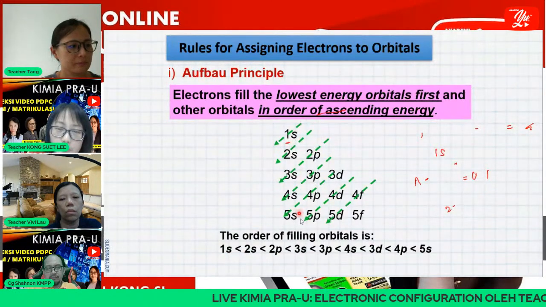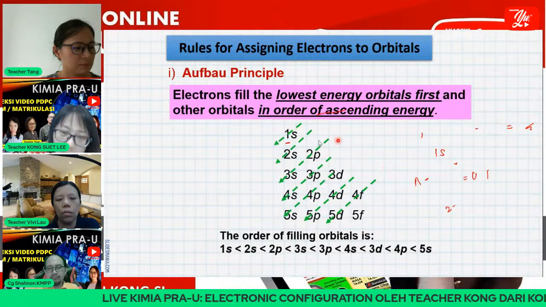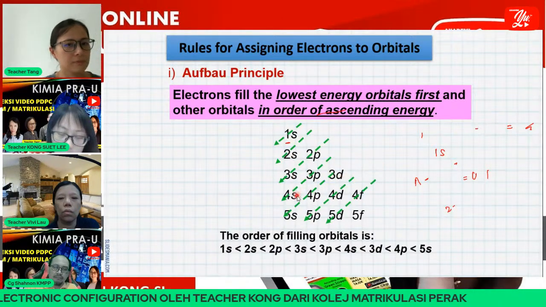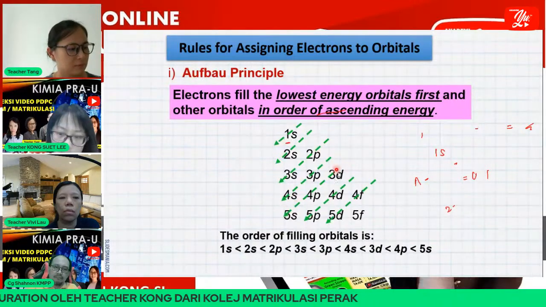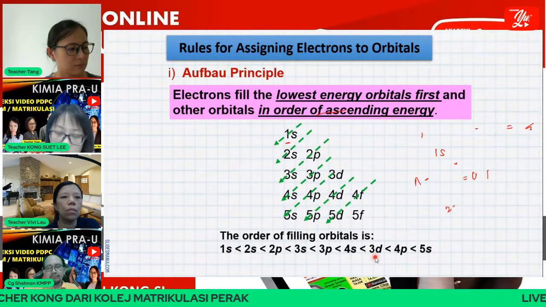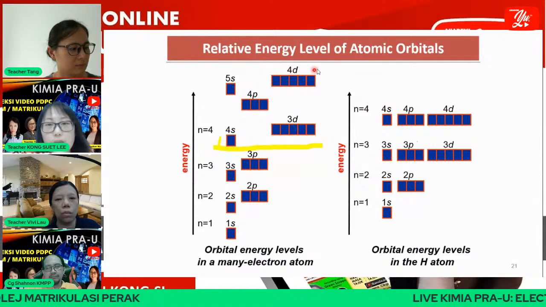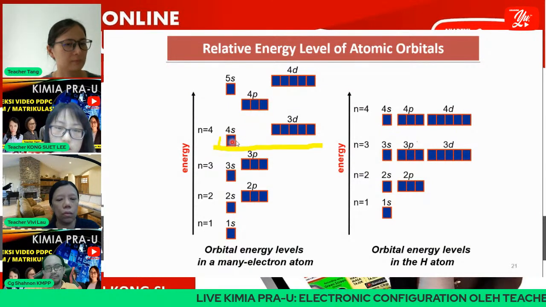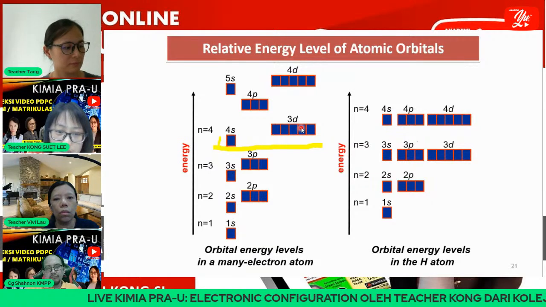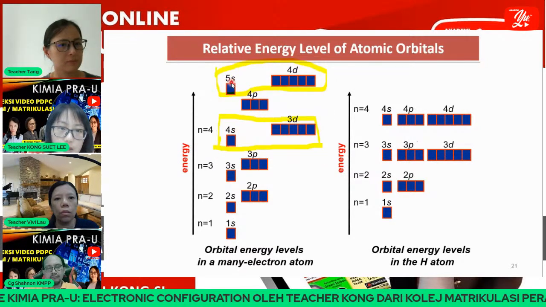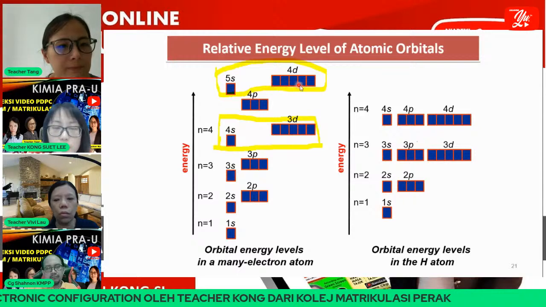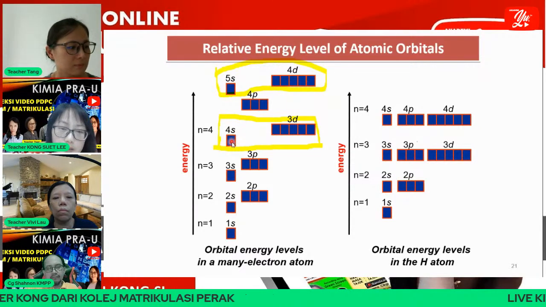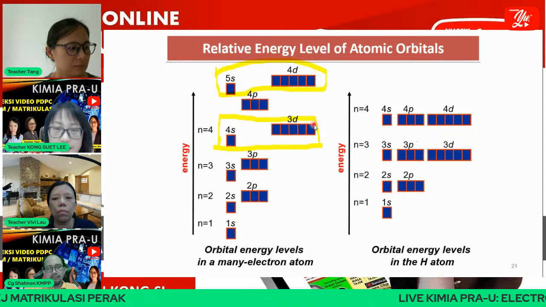So before you start, I encourage you all to draw this staircase diagram. 1s, 2s, 2p, 3s, 3p. Students very easily get confused here: 4s and 3d. Write 4s first, then only 3d, because according to the relative energy levels of orbitals, 4s has lower energy compared to 3d. Please take note. And 5s has lower energy compared to 4d. So according to the Aufbau principle, we have to fill in the 4s orbital first, then only followed by 3d.